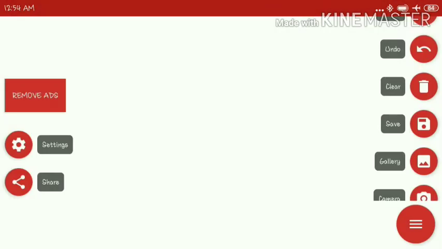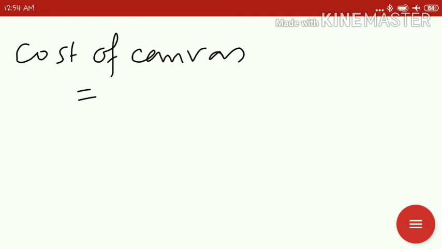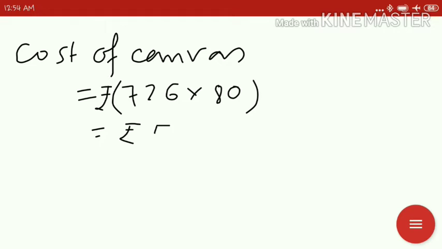So the cost of canvas: it has been mentioned that the cost is taken as rupees 80 per meter. That means when we purchase canvas or any cloth-like thing, they tell us the rate according to its length. So we have got the length as 726, that should be multiplied with the cost, rupees 80 per meter, and if you calculate it, you will get rupees 58080. That will be the final answer of the cost.